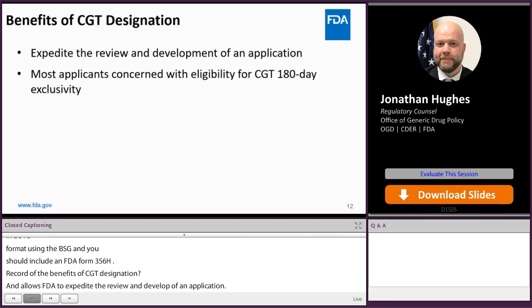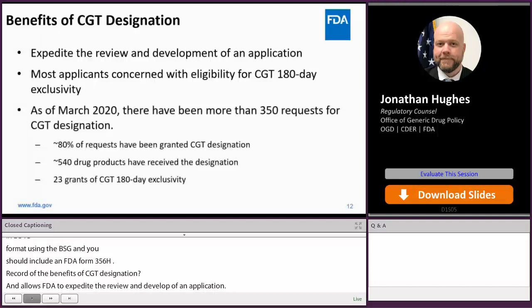We wanted to point out some numbers. As of March 2020, there's been more than 350 requests for CGT designation. Around 80% have been granted, and they span 540 drug products which have received the designation. And FDA has granted 23 CGT 180-day exclusivity periods.